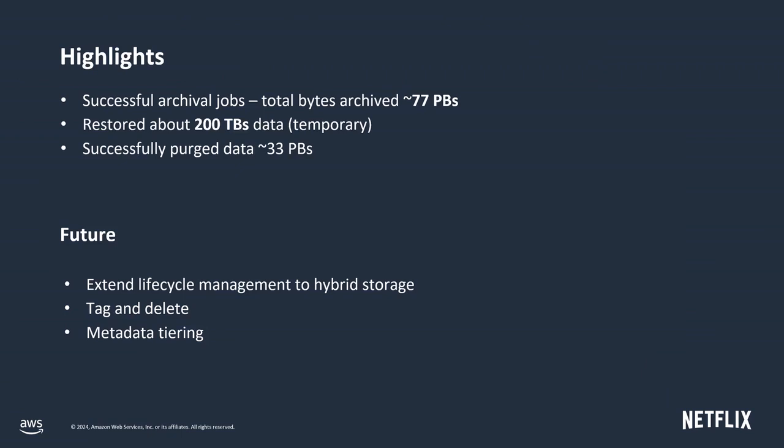Some of the highlights that I want to mention here: based on this algorithm, we have already archived in the last 6 months about hundreds of petabytes of data. And if you look at our restore numbers, which are very low, it means that our previous theory of data access pattern was correct. And we are successfully archiving what we are supposed to archive. And with this solution, we have also purged the unused data. About 40 petabytes of data we have purged.